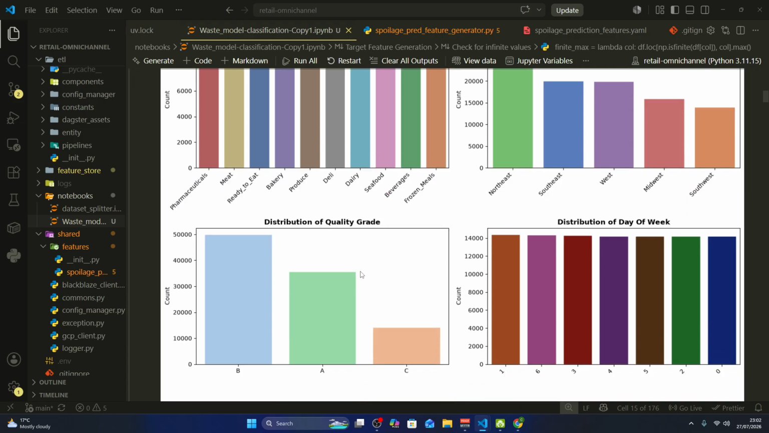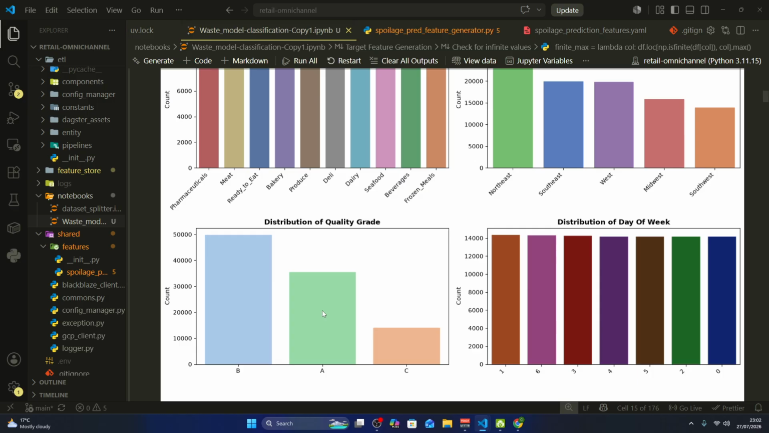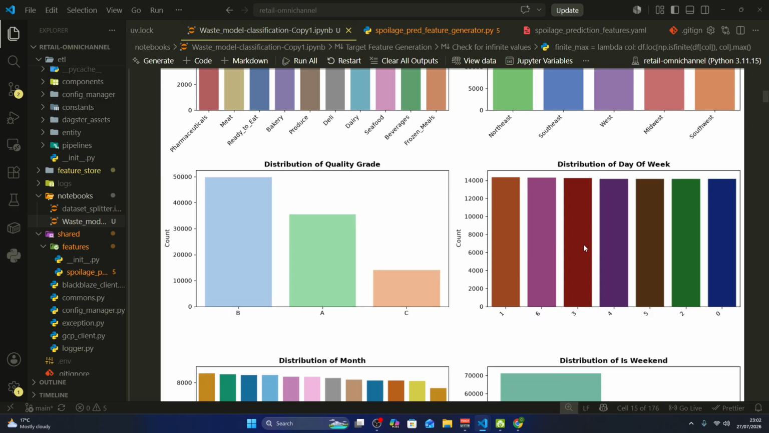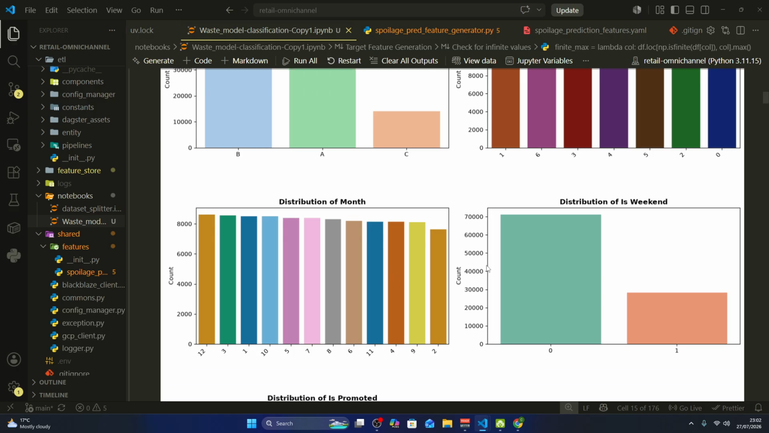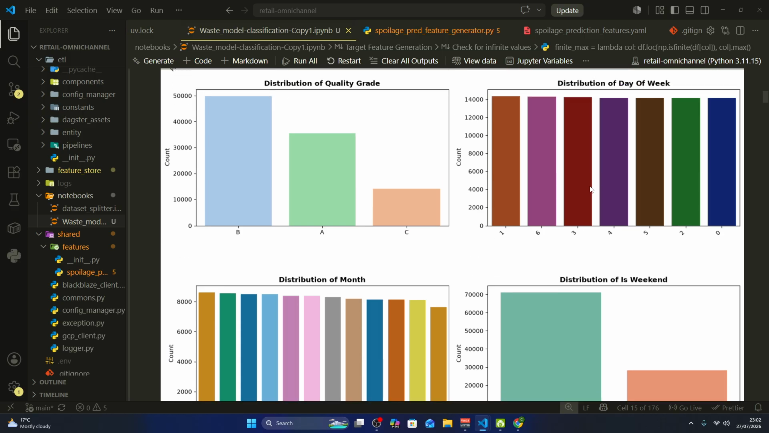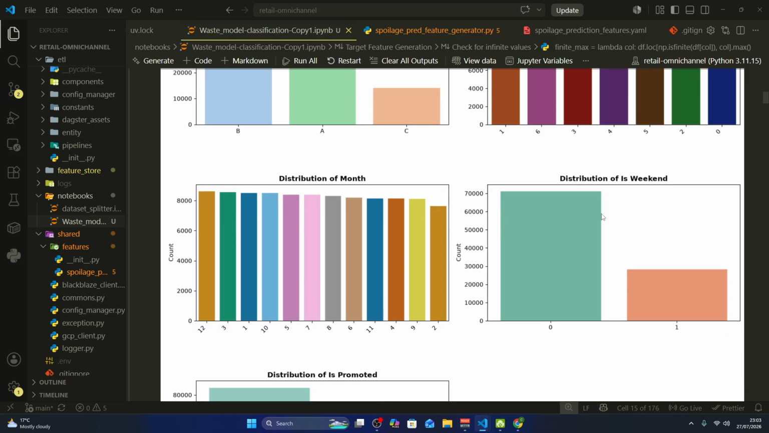The distribution by quality grade, for the different qualities A, B, C, and D. This one has some slight variation, so this one can be considered as a feature when you're building the model. Distribution by day of week, so purchases during the day of week. Again, you can see it's almost tallying, about 14,000 in terms of traffic. Distribution by month is almost the same. This won't be necessary when you're building the model. Then distribution, if it's weekend, this one is very important.